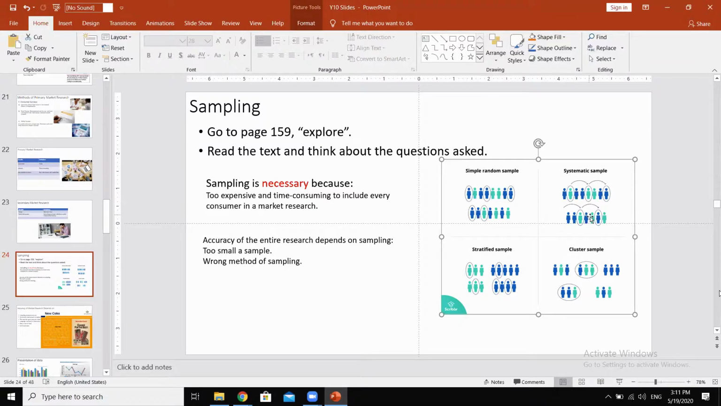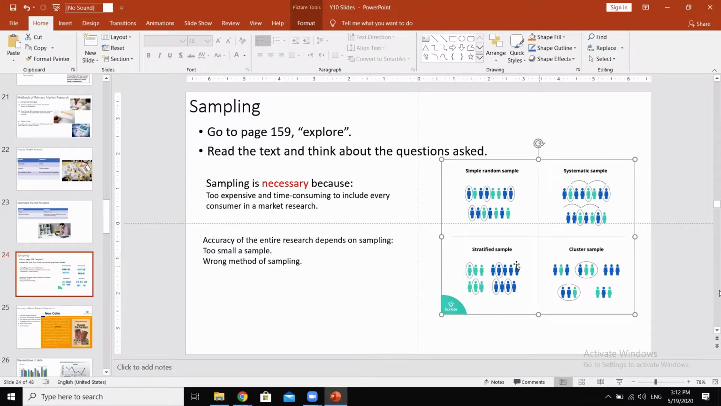When it comes to systematic, though, there you abide by a system. For example, each second person that walks by, you would include in your research. Or let's say there has to be equal dark blue and light blue people in your sample. So you abide by that. Let's say male and female, so 50-50. That's systematic sampling.